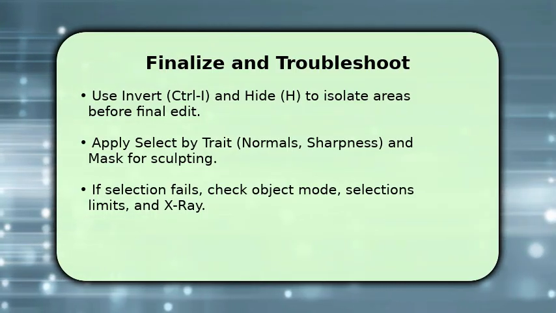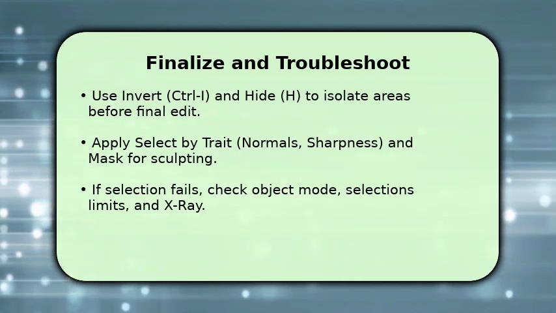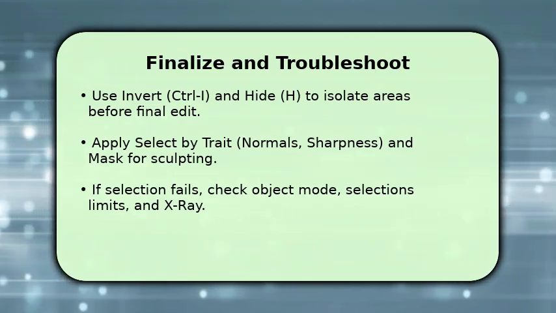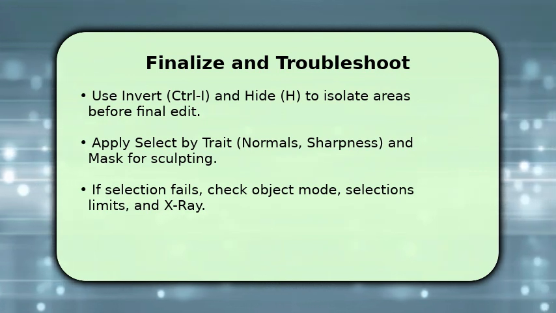If selections behave oddly, switch to object mode and back, toggle X-ray or limit selection to visible, and look for duplicate vertices or hidden faces. Fixing those usually restores correct selection behavior immediately.